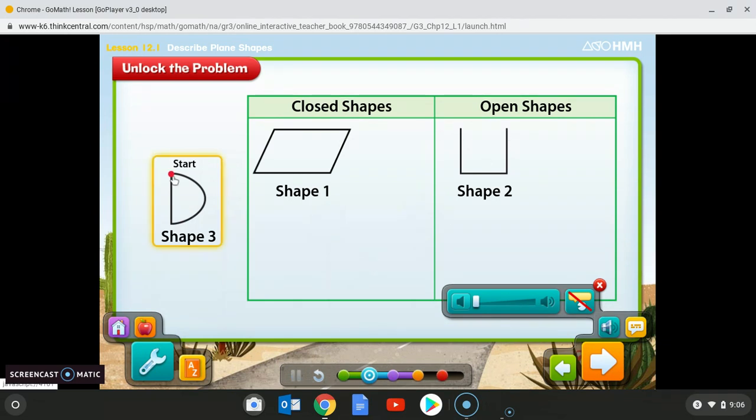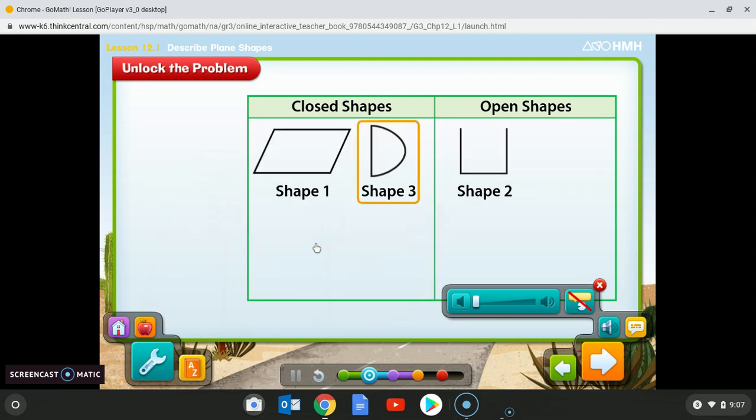If we start at this corner and we follow the lines, we would end at the same point. Do you see how this shape, which looks like the letter D, is closed? There's no openings. So it's also called a closed shape.